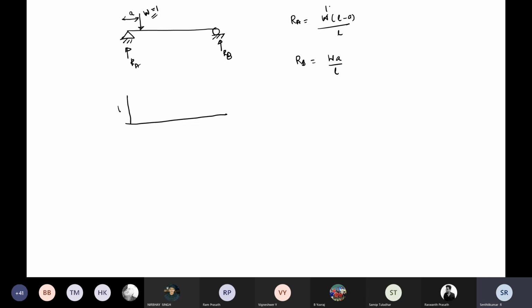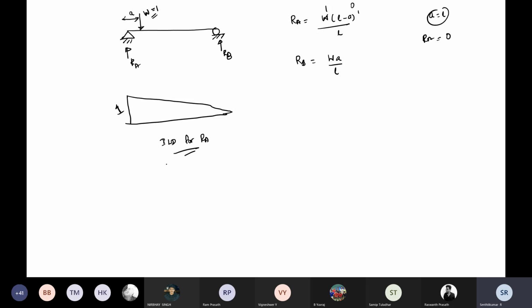Just assume W is 1, a is 0, L will cancel, so the value is 1. It is a linear diagram. Next I'm keeping a equal to L. What will your RA be then? RA will be 0. So it starts from here with 1 and goes to 0 here. This is called the ILD for RA.